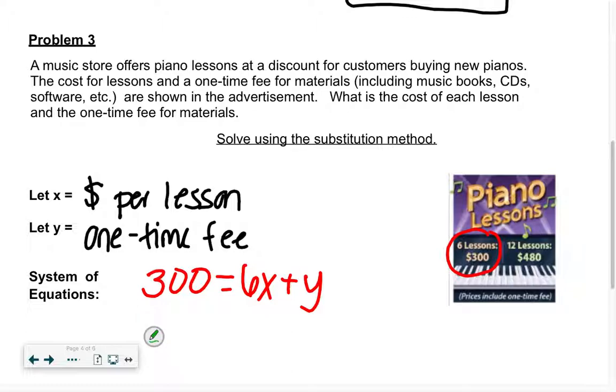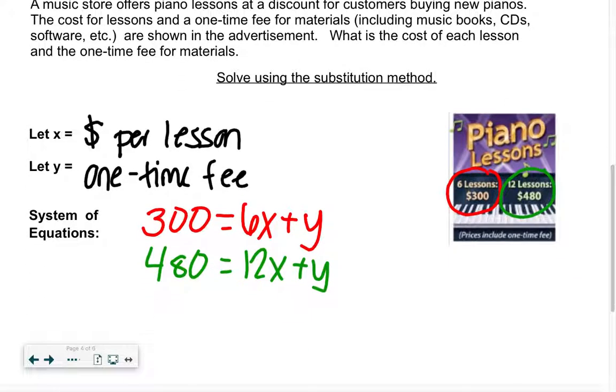Then our other one for 12 lessons costs $480. So 480 equals this one. I got 12 lessons, but I still have that one-time fee. So we have 480 equals 12x plus y. Okay, are we good there? Alright, now we just gotta solve.